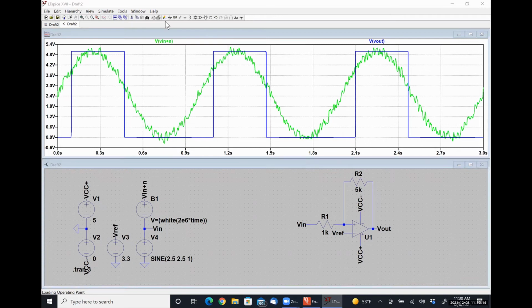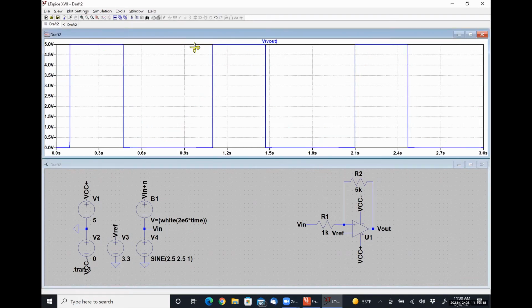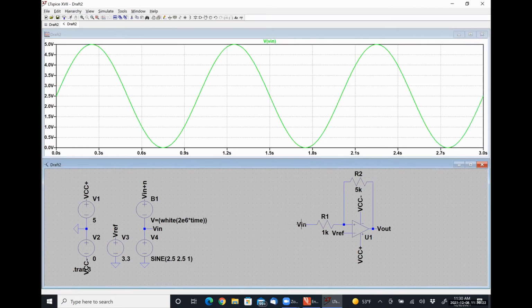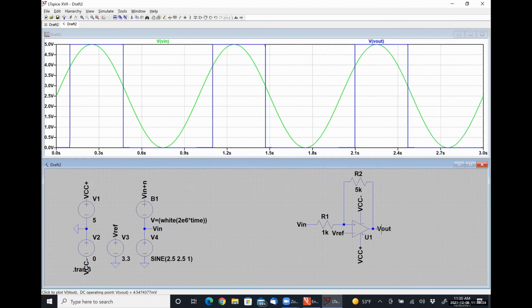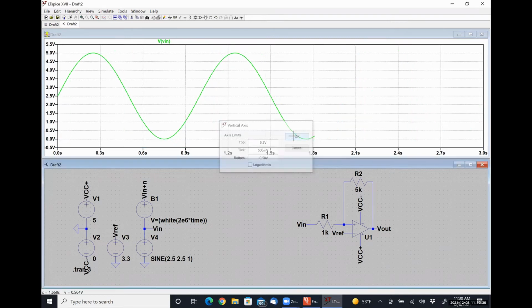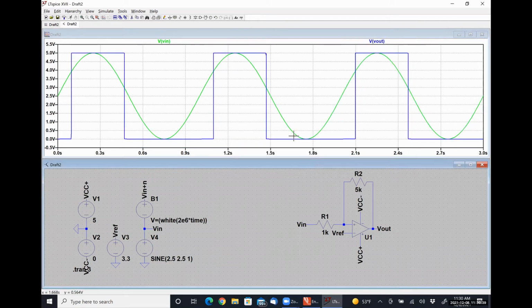Let's run things here. And I'm going to delete. So I want to look just at Vn and V out, and I'm going to play with these guys a little bit. So let's make this 5.5. Let's make this negative 0.5. So we can really see what's going on here.